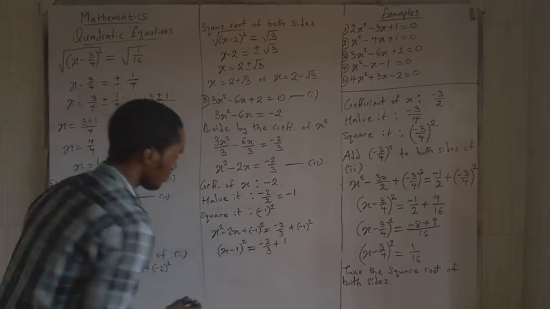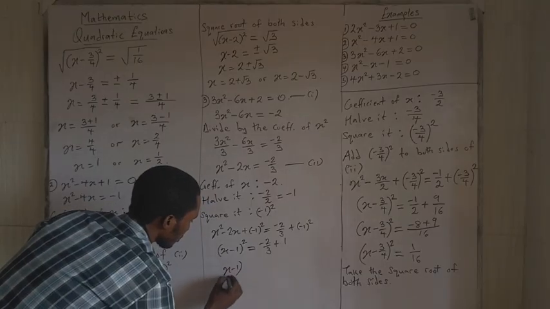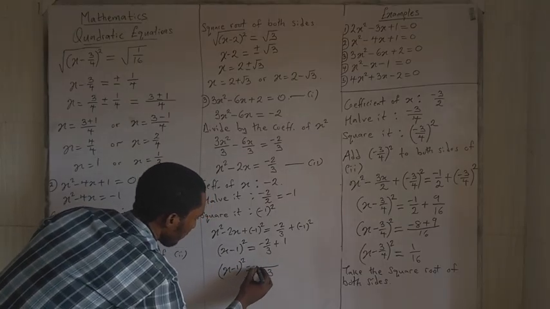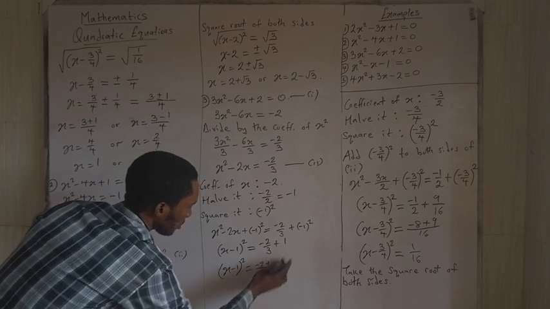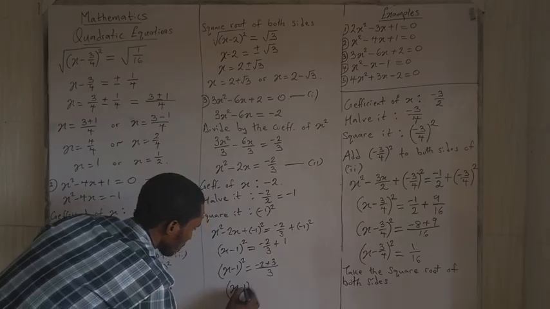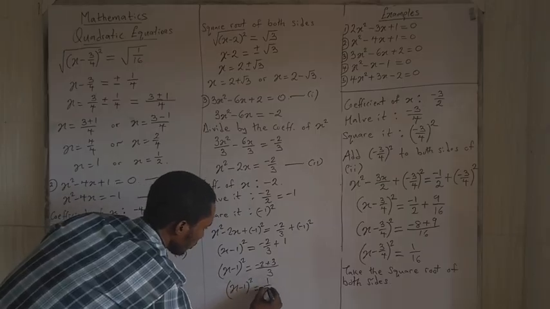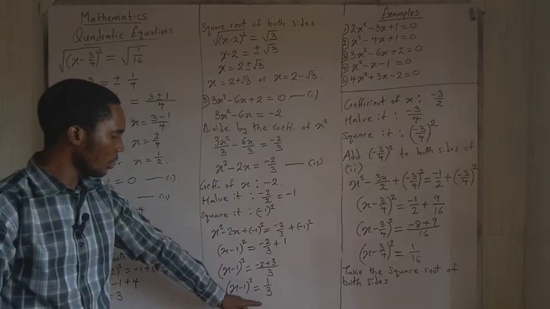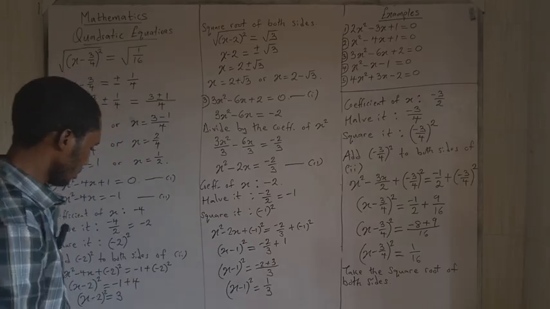Let's take the x here. (x minus 1) squared is equal to minus 2 plus 3 over 3. (x minus 1) squared is equal to 1 over 3. What are we going to do next? Take the square root of both sides.